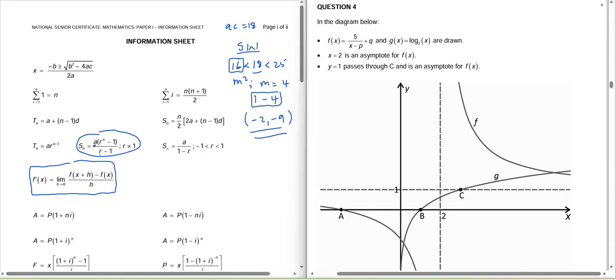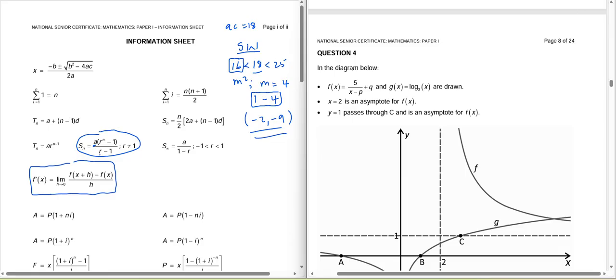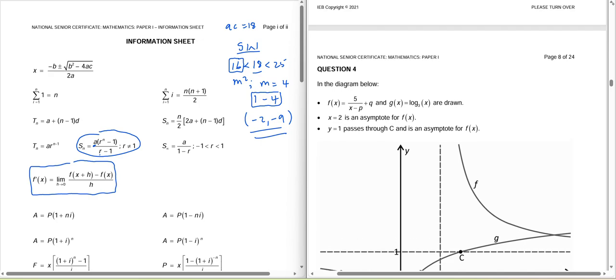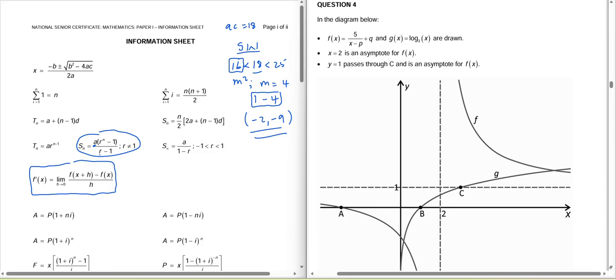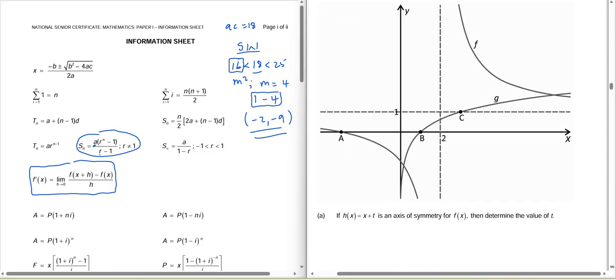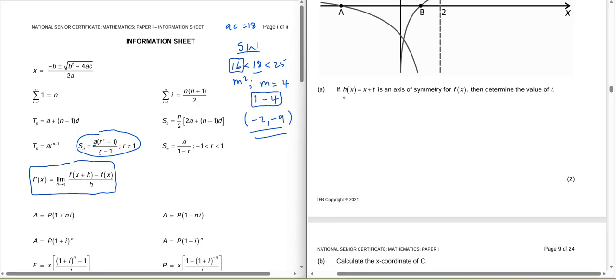So for question 4, what's happening? We are saying that we have 5 over x minus p plus q, and we also have g of x equals the log of whatsoever there. Okay, cool. Now what's next? They are saying if h of x equals x plus t is an axis of symmetry of f of x, determine the value of t.